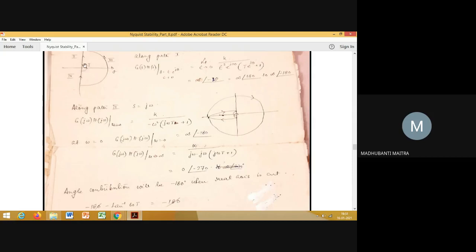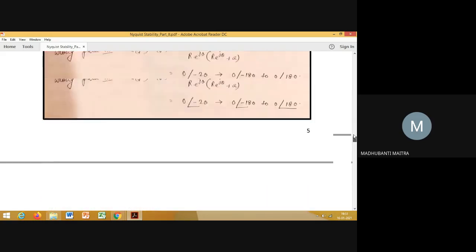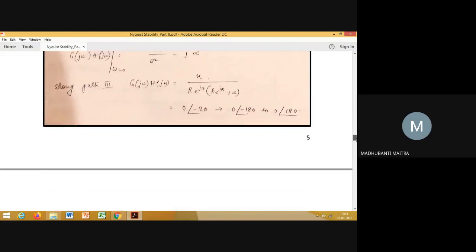Now, we have mapped this path. But the point is, we'll have to find out whether the mapped version of this path intersects the negative real axis or not. And probably it does. Why? Because the path is moving from this point to this point. So let's try to find out where this path actually intersects the negative real axis. Now, we can adapt this method, but there is an easier method.